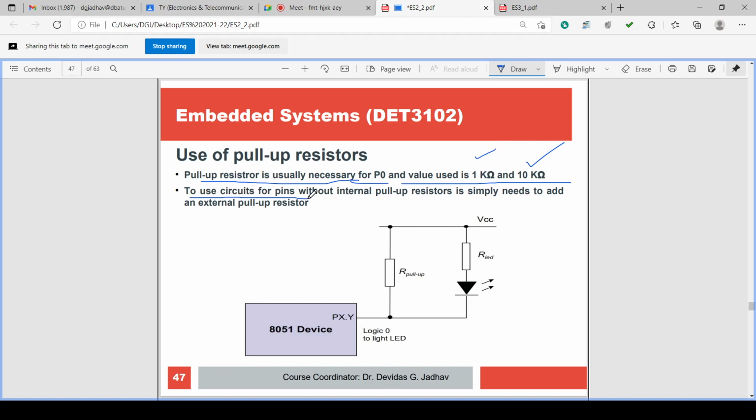To use the circuits for pins without internal pull-up resistor, it simply needs to add an external pull-up resistor. Okay. Pull-up resistor is usually necessary for P0. The value of the pull-up resistor is 1 kilo ohm and 10 kilo ohm. To use the circuits for pins without internal pull-up resistor, we can activate them by writing 1; when we write 1 they get activated.